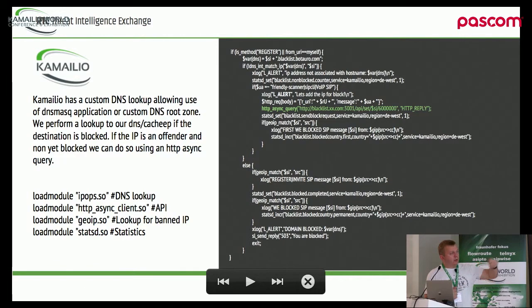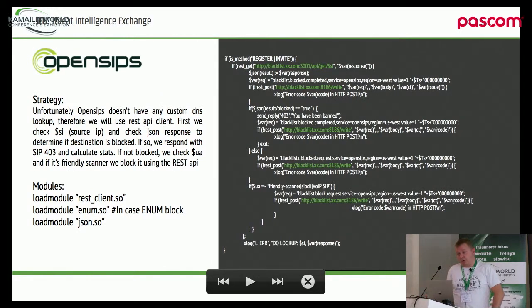And if it's a match, you can block it, and if it's not a match, you can check whether it's a friendly scanner or not. Also, if you use OpenSIPS, unfortunately, OpenSIPS doesn't have this nice function which can do the DNS query in configs. In this case, you will use the REST POST function, which is just a normal HTTP request to the cache, and using the HTTP request, you get a JSON response and parse this response. You will see if the destination is blocked, and you do it in a similar way to what you can do in Kamailio.